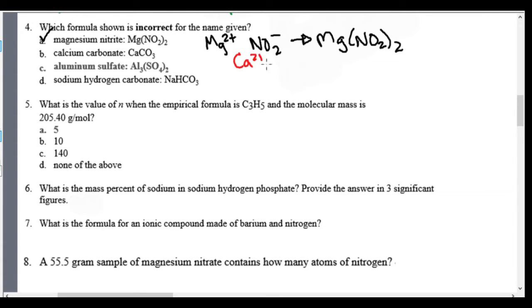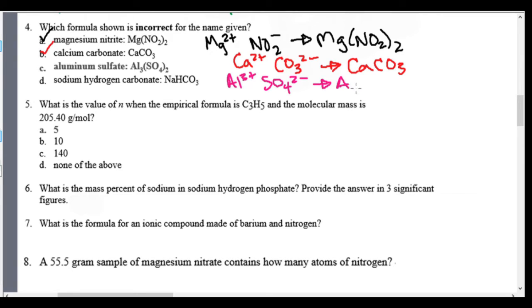Alright, so for the next one, we have aluminum sulfate. Aluminum is Al3+, sulfate is SO4 2-, right? So when we swap the charges here, we're going to get Al2(SO4)3. Well, if you look here, we have Al3(SO4)2. So that is going to be the incorrect one.